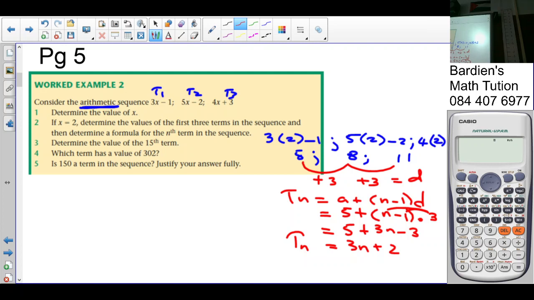You all agree with that? Number 2. Number 3, they say determine the value of the 15th term. Determine the value of the 15th term. I'm sure you know how to do that. T15.